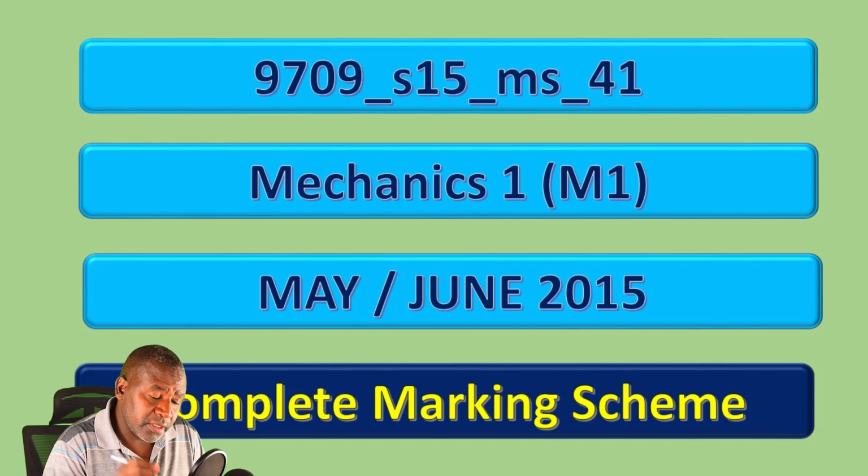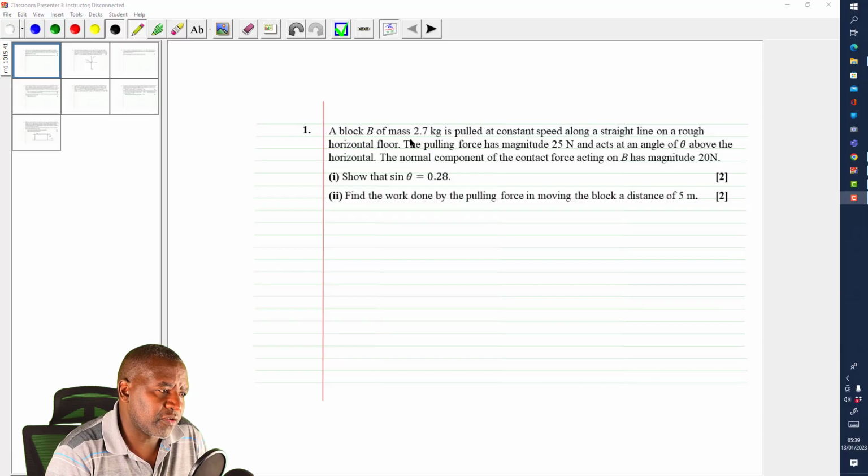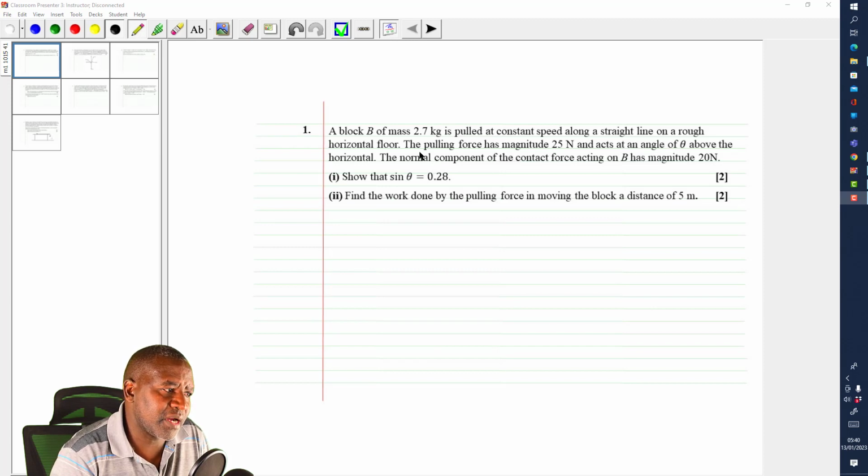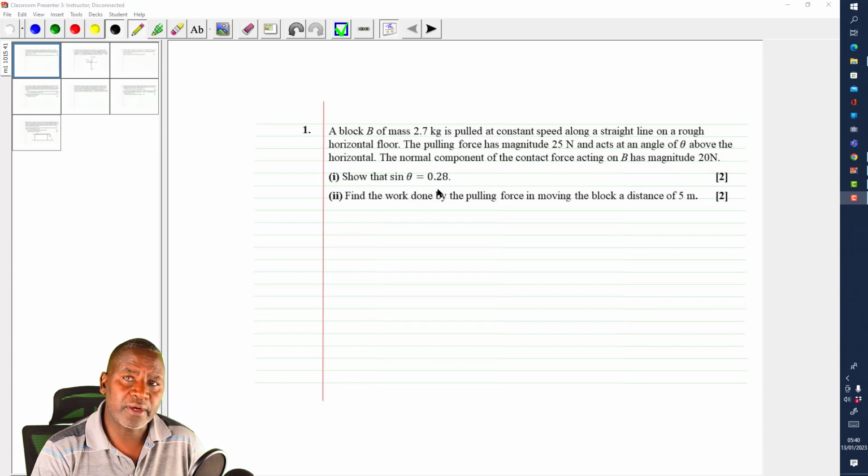Now let's start this paper by looking at question 1, where we are told that a block B of mass 2.7 kilograms is pulled at constant speed along a straight line on a rough horizontal floor. The pulling force has a magnitude of 25 newtons and acts at an angle of theta above the horizontal. The normal component of the contact force acting on B has a magnitude of 20 newtons. Show that sine theta is 0.28 for 2 marks.